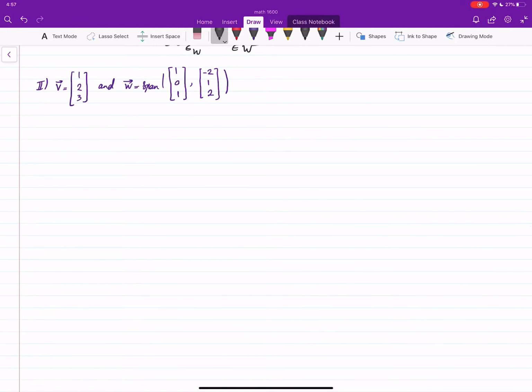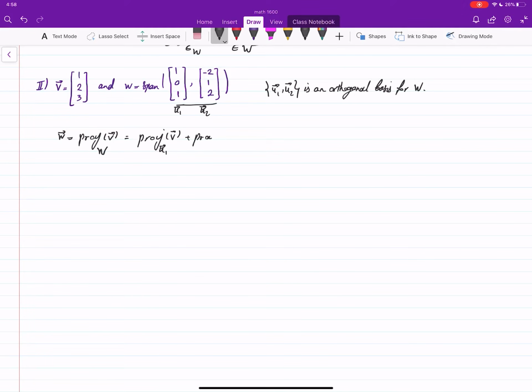In this other example, first note that these two vectors, if I call this one u1 and this one u2, form an orthogonal basis for W. Then we know that the vector w in the decomposition is nothing but the projection of v onto subspace W, which is equal to the sum of the projection of v on u1 and the projection of v on u2.